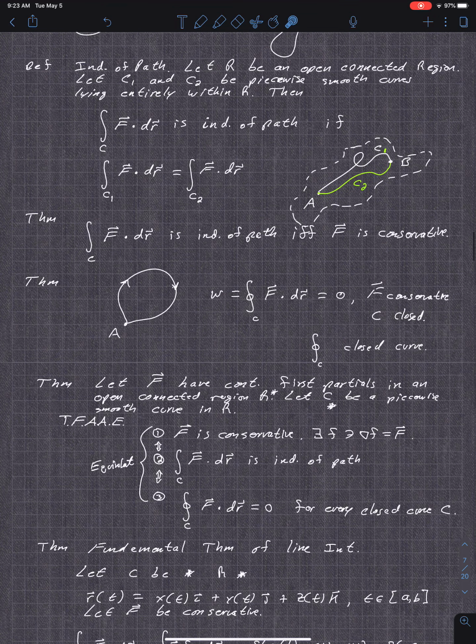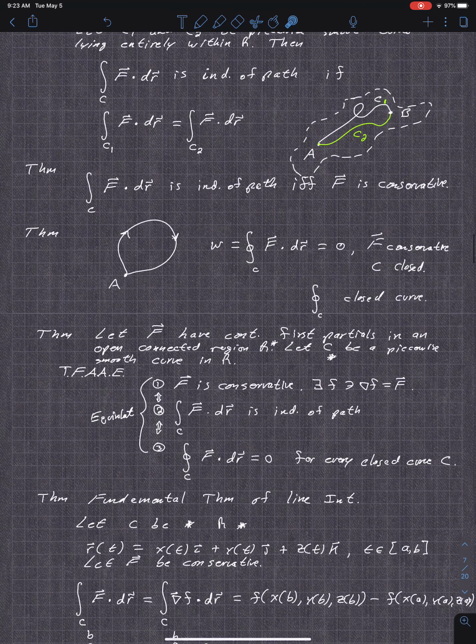All right, so independent of path: let R be an open connected region. Let C1 and C2 be piecewise smooth curves lying entirely within R. So it's the one we did above, and it's open, so it does not include its boundary points. So the line integral of F dot dr is independent of path if these are equal. It's just basically what I was stating. So C1 and C2 are any paths in there. So here's one path, here's another path, etc. Okay, so that's the concept.